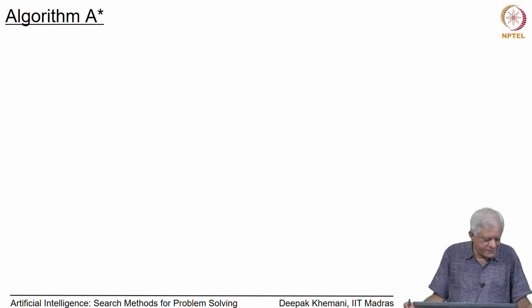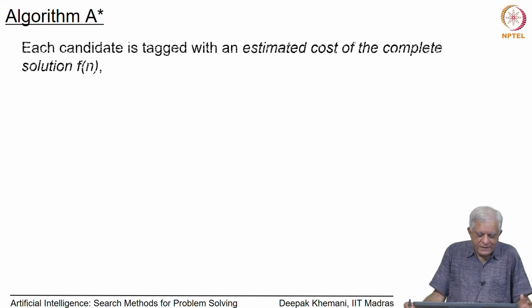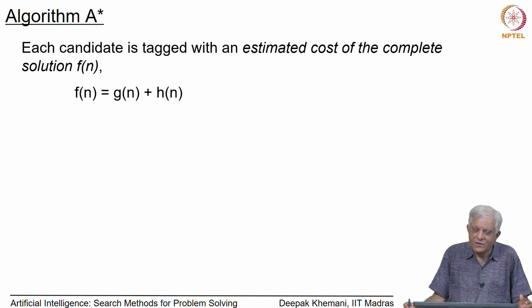So, this is the algorithm A star. Each candidate is tagged with an estimate of the cost of the complete solution. In general, if you remember, this has been our strategy: you estimate the cost of all partial solutions, and when we say estimate the cost, we mean estimate the cost if that partial solution was to be completed, but of course these are only estimates, and then refine the best looking path. That was the high level strategy that we are following.